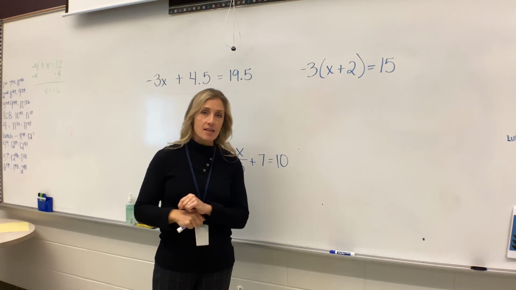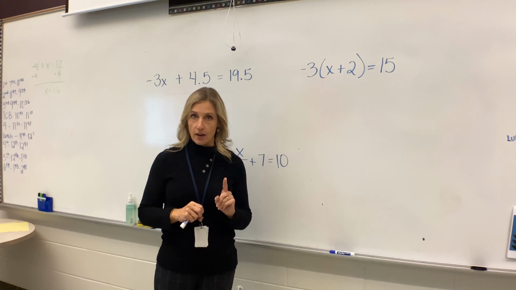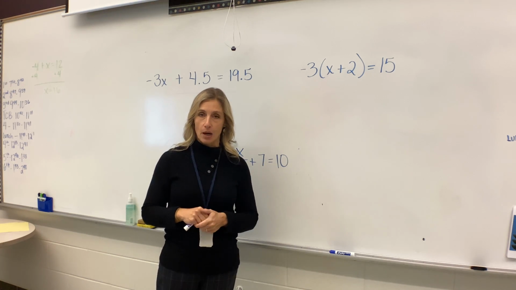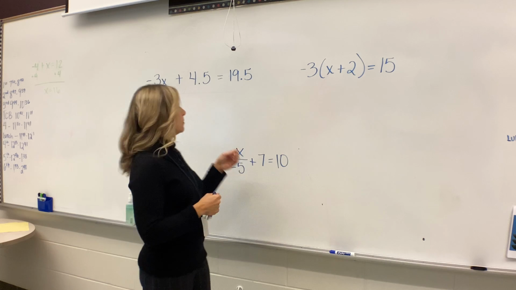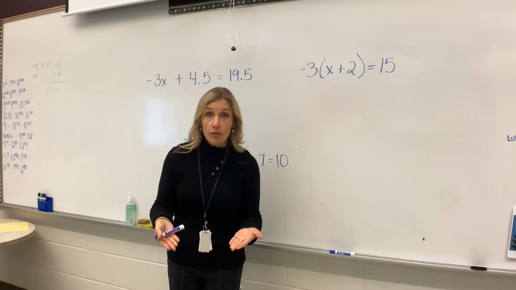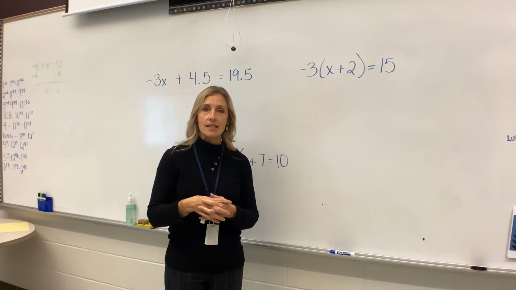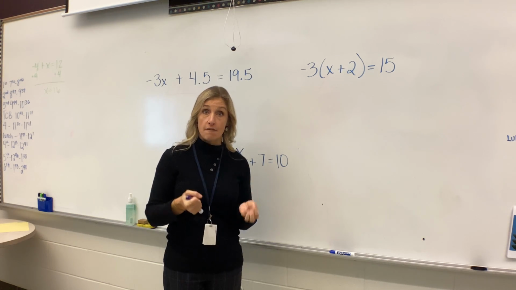Our steps are going to be the same. Our goal is to get the variable all by itself. The variable is the letter that stands for a number. To get the variable, like x, all by itself, we have to undo whatever's being done on the side of the equal sign that has the variable.